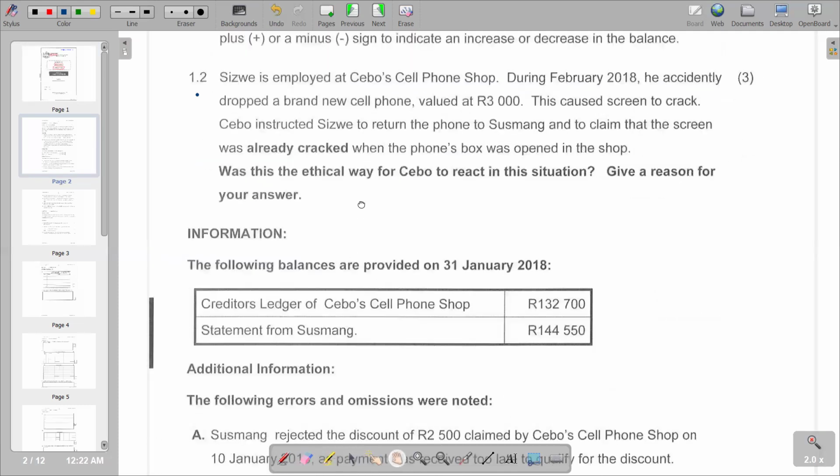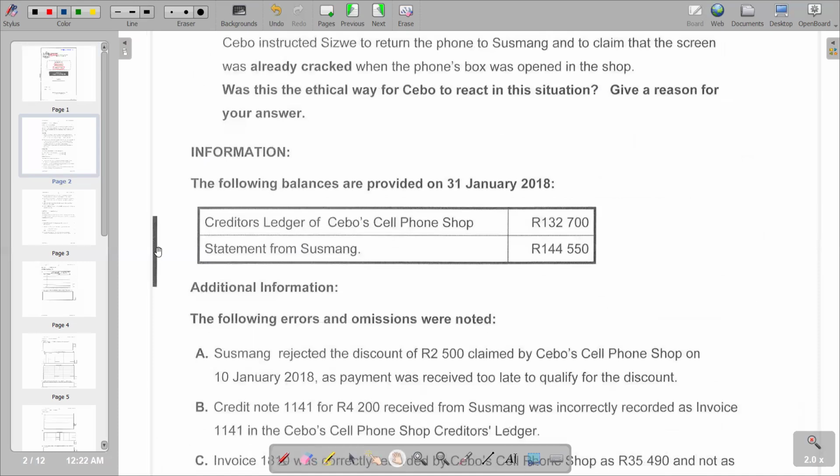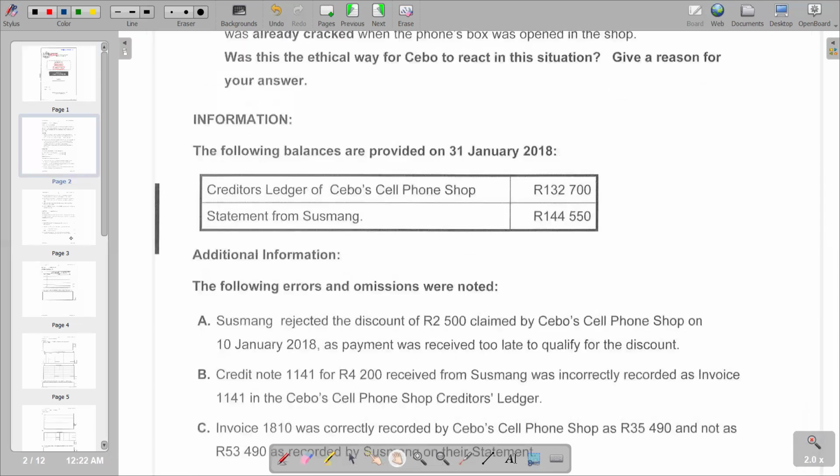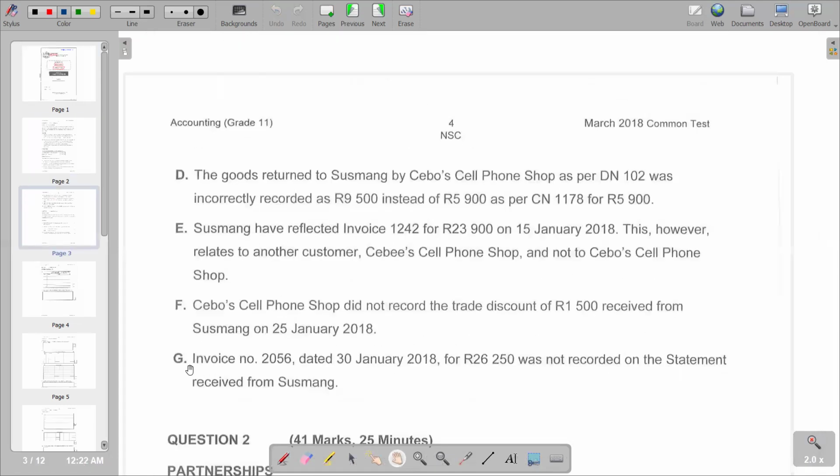Going to the information given, we are given the following balances on 31 January 2018: the balance for the creditors ledger of Sebo's cell phone shop, and a statement from Samsung. Beneath that we have additional information, where the following errors and omissions were noted. Obviously, before answering, you need to go through all the additional information given in the question, going down to G. So basically, that's what we have.